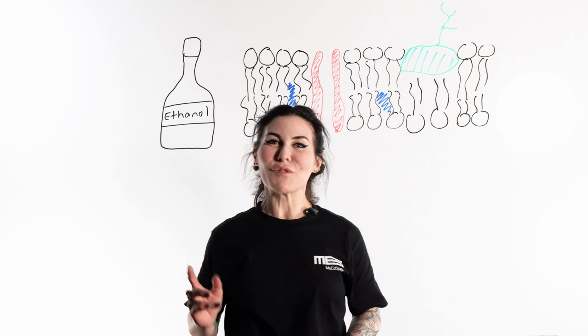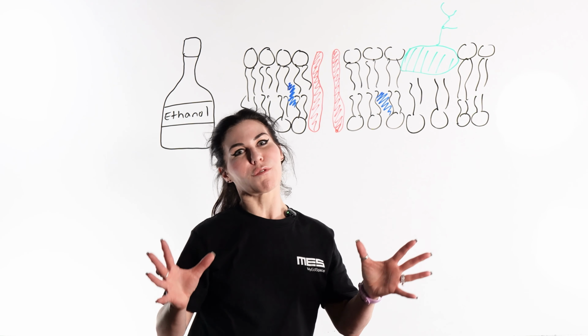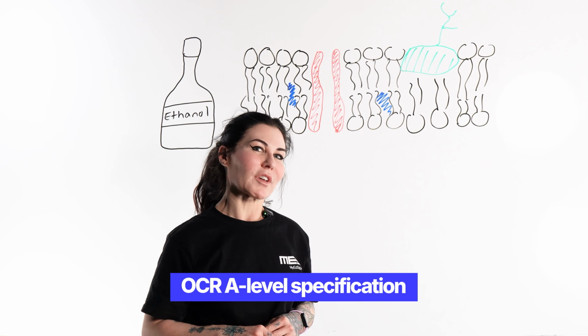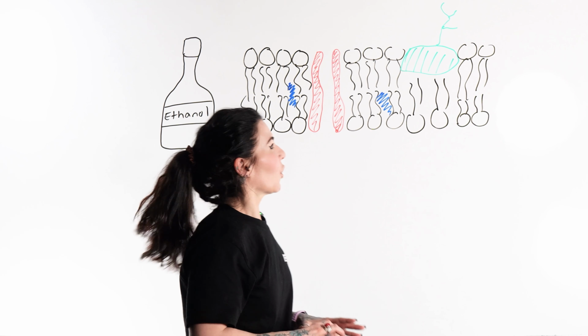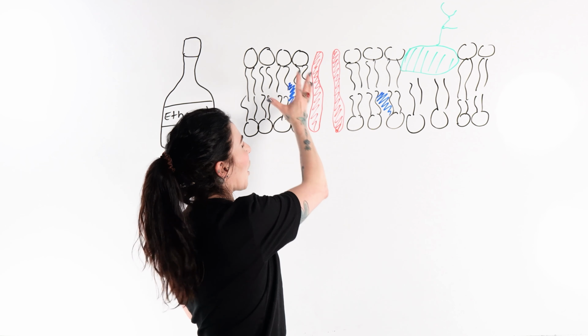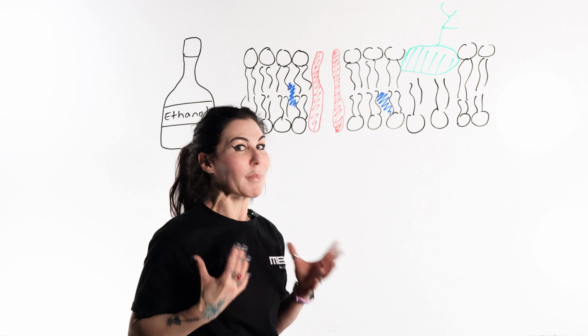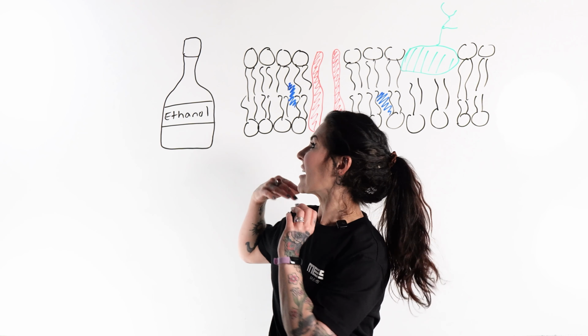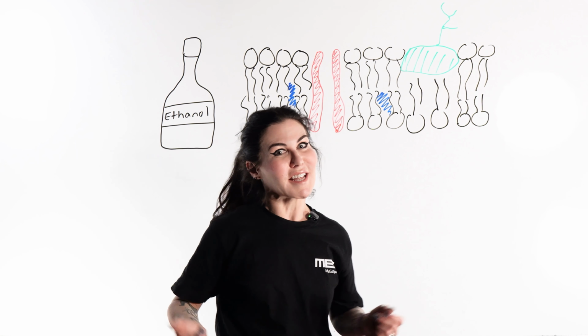Hi guys, welcome to this video where I'm going to be talking you right through cell membrane structure for the OCR A-level specification. During this video we're going to look at lots of different things, the components that make up the phospholipid bilayer and also factors that can affect its permeability, like ethanol, a type of alcohol, and temperature.